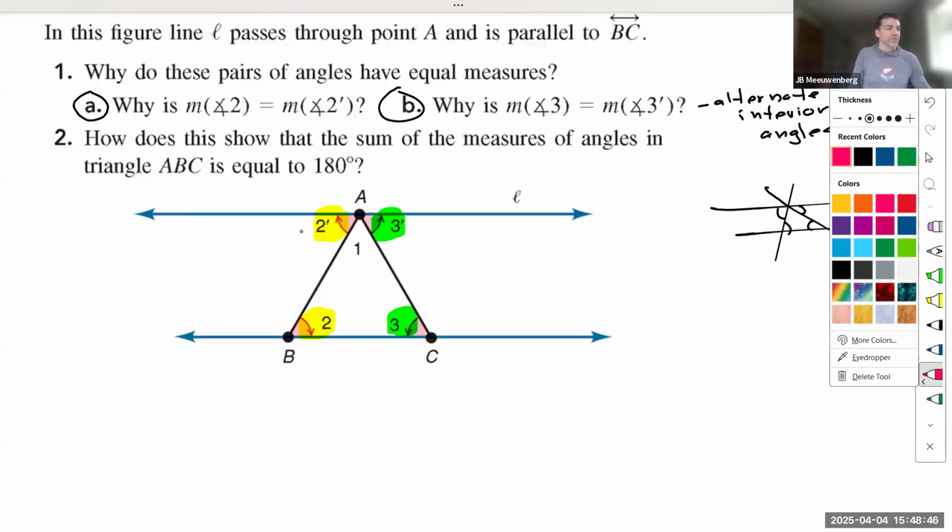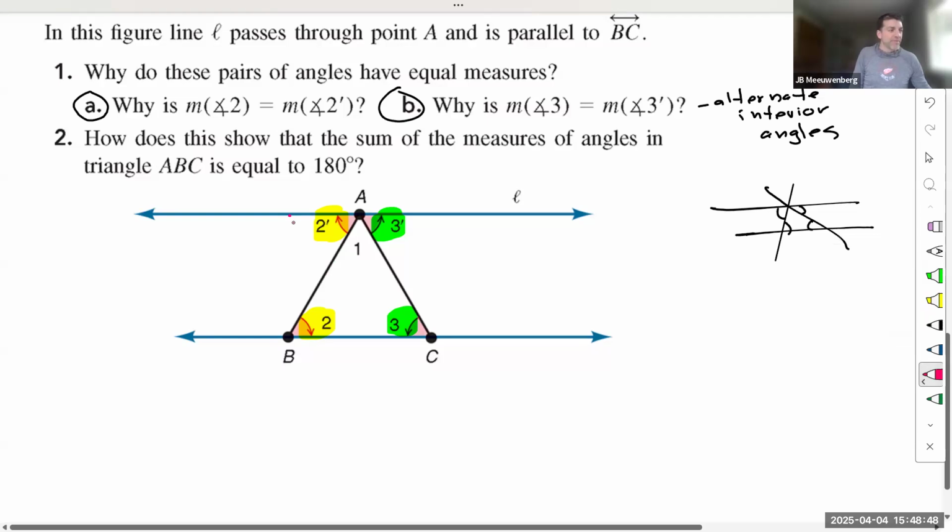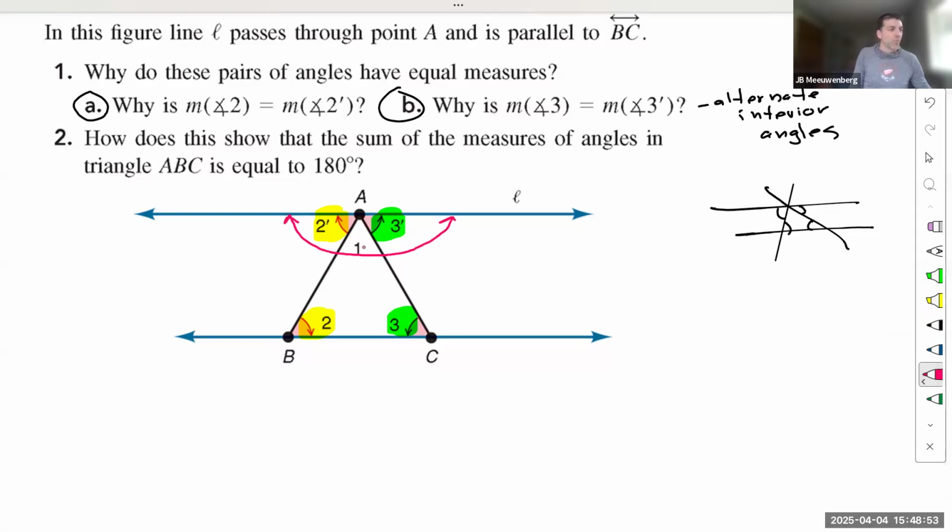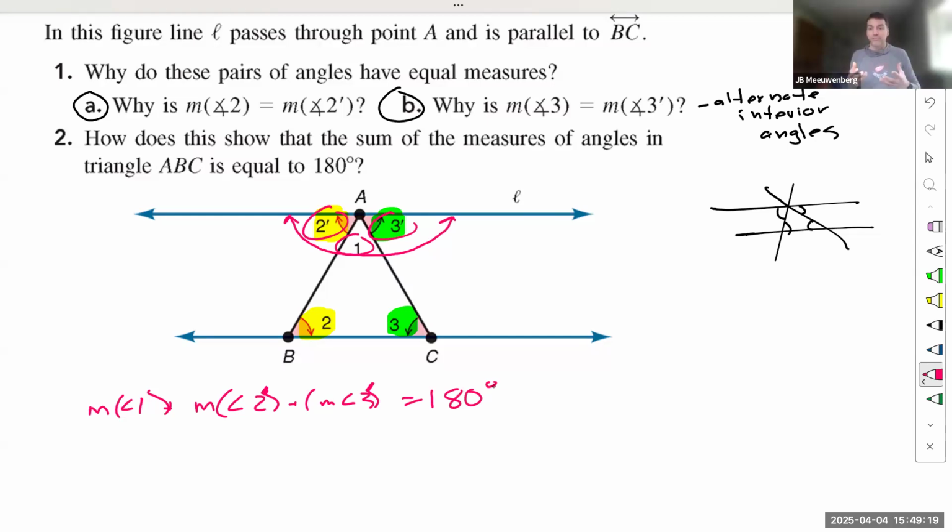So one of the things you might have noticed is that if we look at this angle here, the angle that includes 1, 2 prime, and 3 prime. So the measure of angle 1 plus the measure of angle 2 plus the measure of angle 3, but 2 and 3, it's 2 prime and 3 prime, right? So this, and this, because all those make a flat line, that is 180 degrees. We know that much, okay?